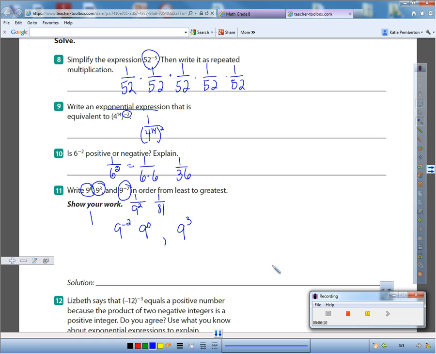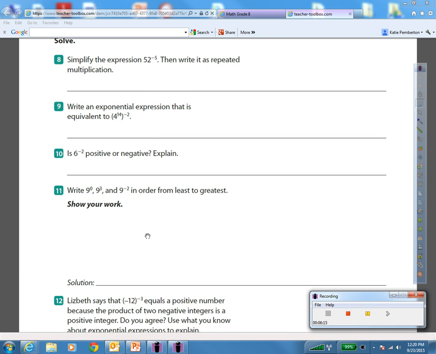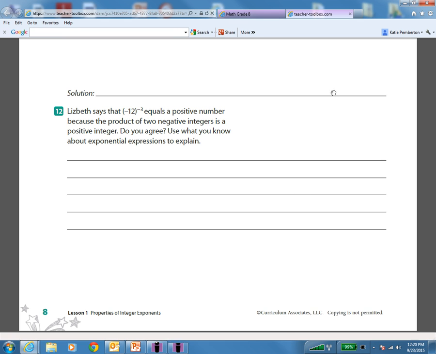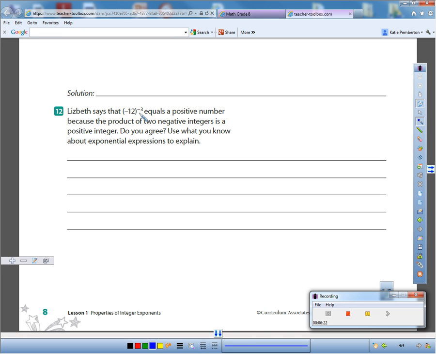Okay. I'm going to scroll down just one more time to number 12. Okay, so Lindsay says that negative 12 to the negative third power equals a positive number because the product of two negative integers is positive. Do you agree? Explain. Okay. So think about what that negative does, that negative exponent. It drops it to the denominator. But careful, you have a negative third power. So here's what you end up with.